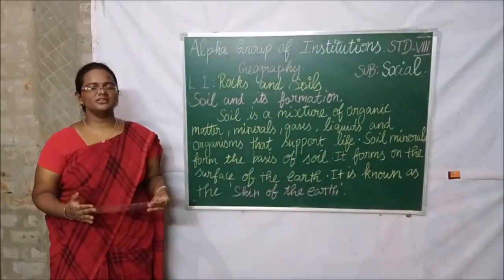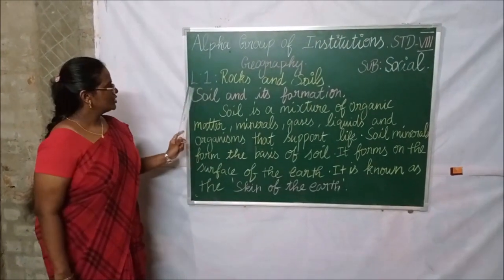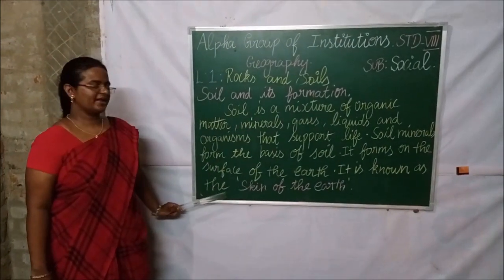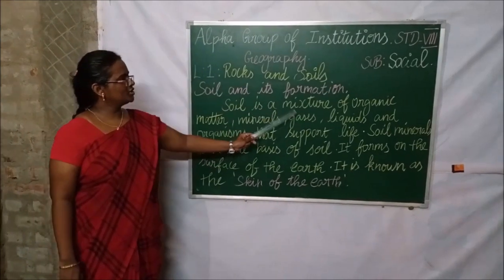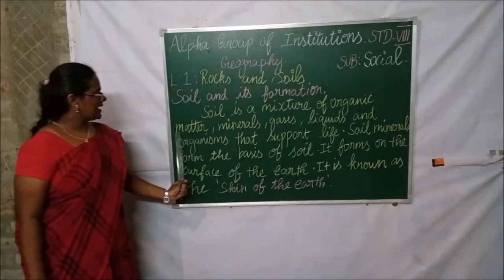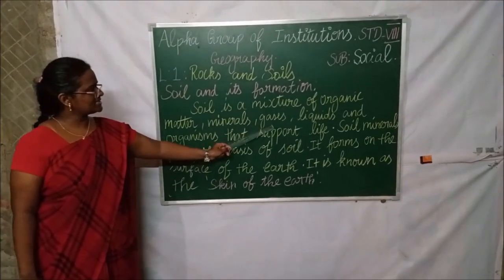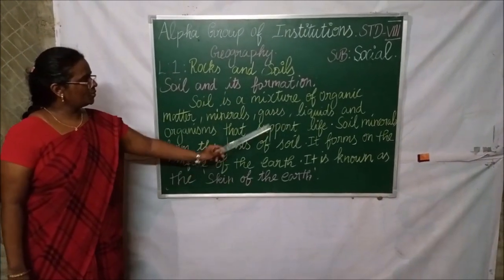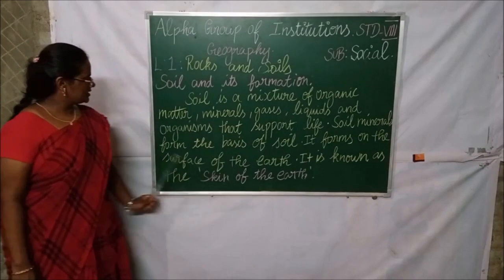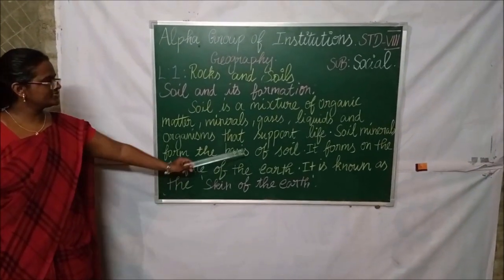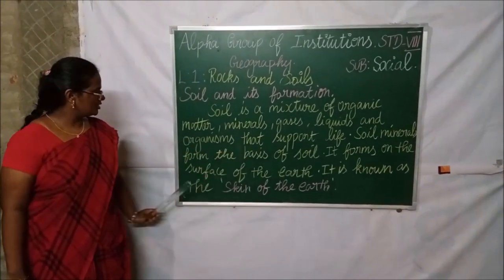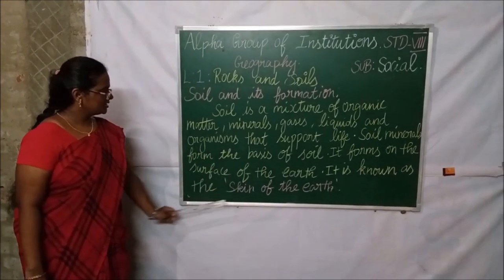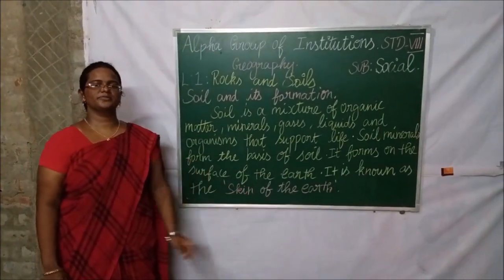We are going to see the next topic, that is soil and its formation. First, let's read the paragraph. Soil is a mixture of organic matter, minerals, gases, liquids and organisms that support life. Soil minerals form the basis of soil. It forms on the surface of the earth. It is known as the skin of the earth.